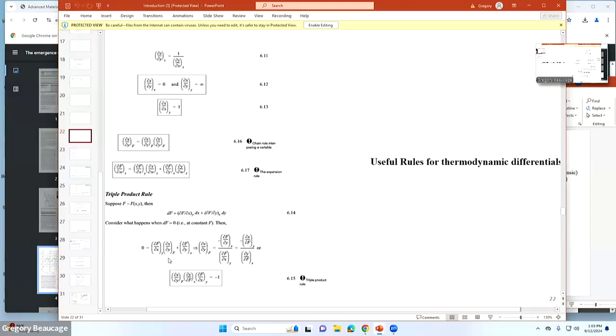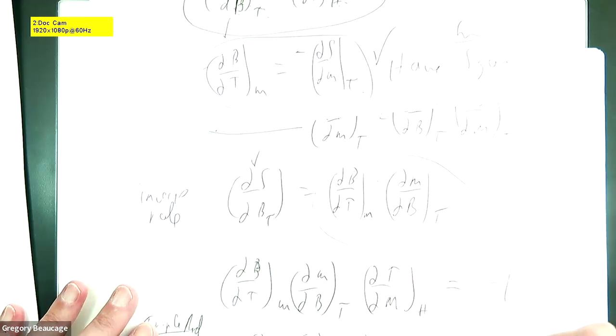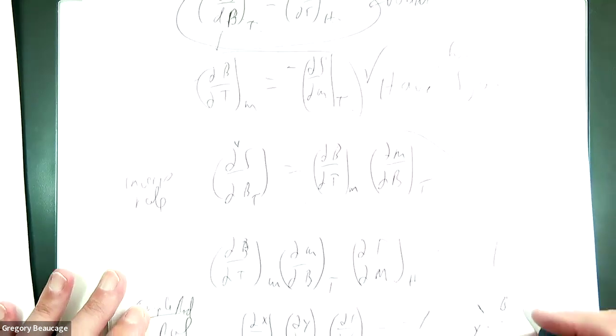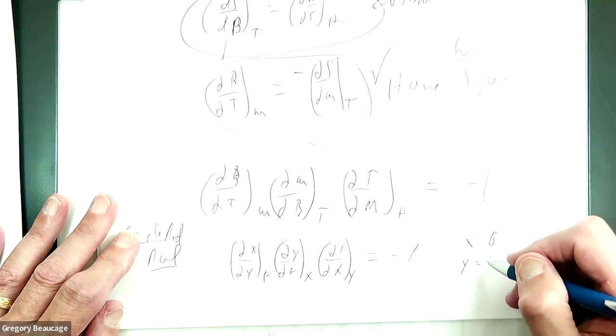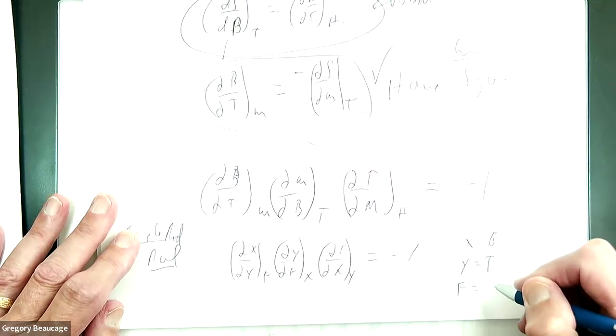And then I need to use this weird thing. I have to copy it down to remember it: dx/dy at f times dy/df at x times df/dx at y equals -1, right? So the question is, does that work? I think this is the thing I wanted. So x is b, y is t, and f is m, right?